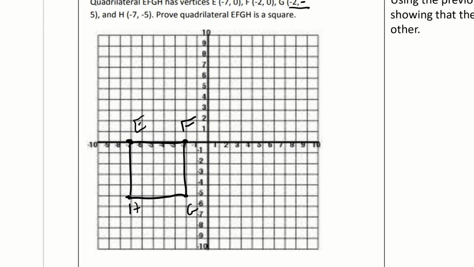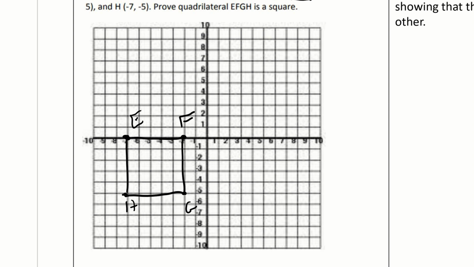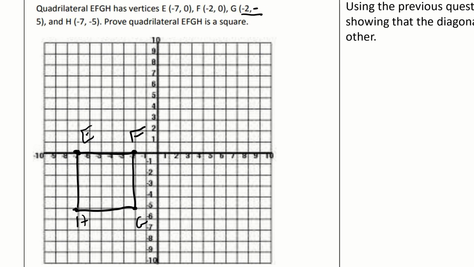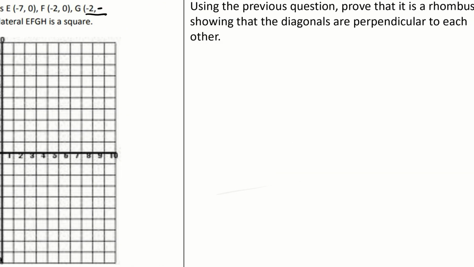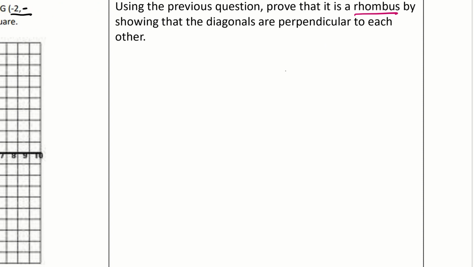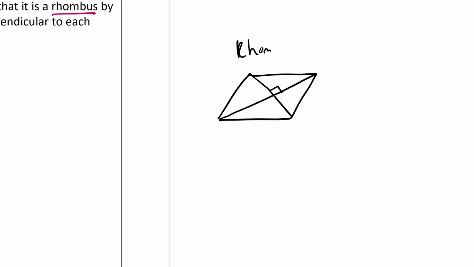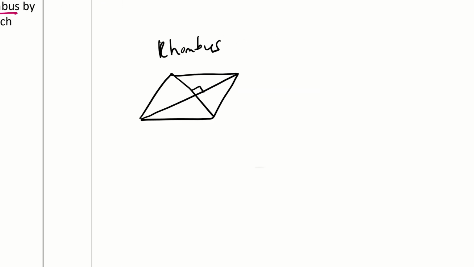It's easy to show that it's a square, but like I said, we are going to show it a different way, just in case it's not as obvious in the future. So we're going to first show that this is a rhombus. Remember, a rhombus is a parallelogram where the diagonals are perpendicular.